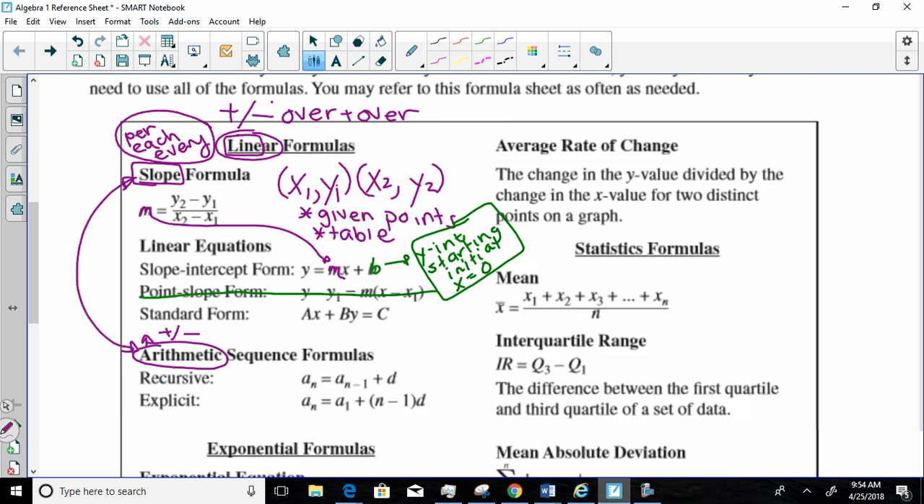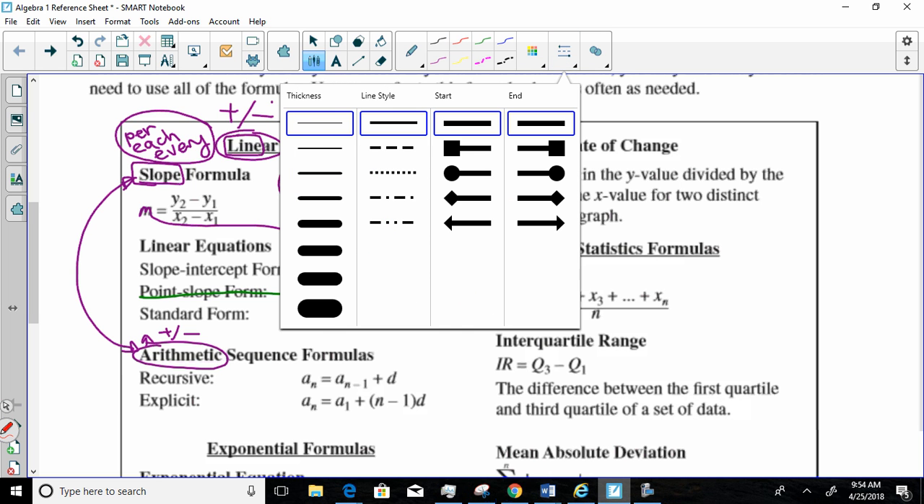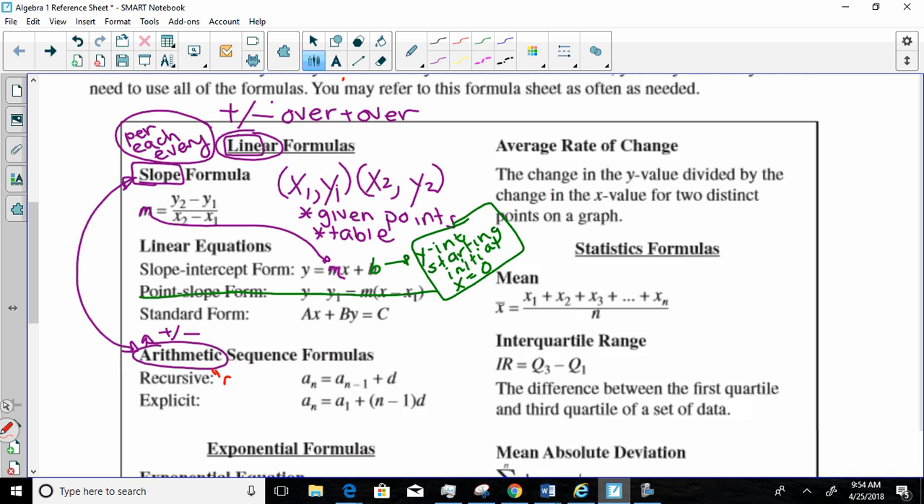So recursive. What word does recursive sound like? Re-something. Repeating or reoccurring, right? So this is basically telling me what's happening over and over again. So recursive is just what's happening over and over again. So what does a to the n minus 1 mean? It means take the term before. So it's telling me a pattern. So the recursive is telling you a pattern. So a to the n minus 1 means take the term before.